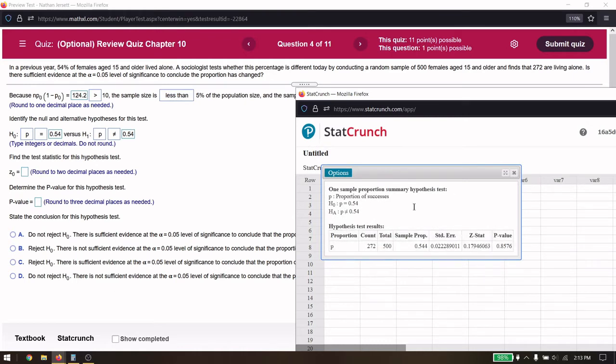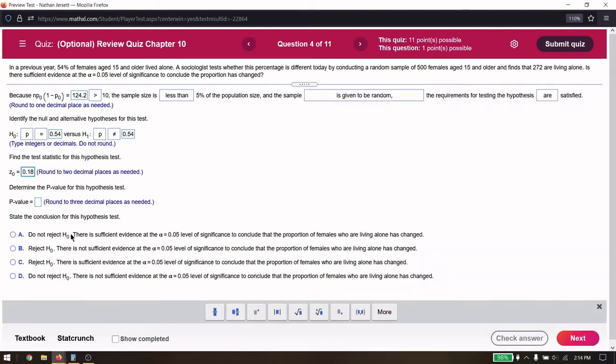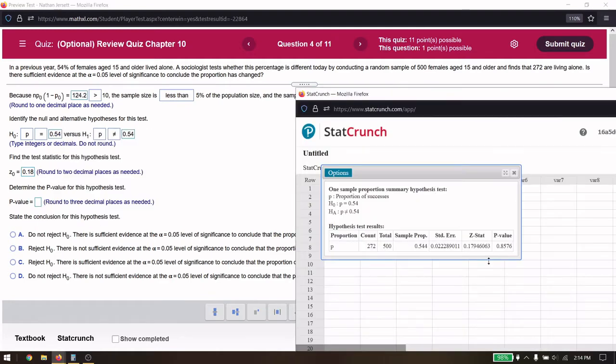And the nice thing about this is it calculates everything for you. We have the z-stat right here and the p-value right here, which are the next two questions. To 2 places, the z-stat is going to be 0.18. Okay, and the p-value, to 3 decimal places, is 0.858.